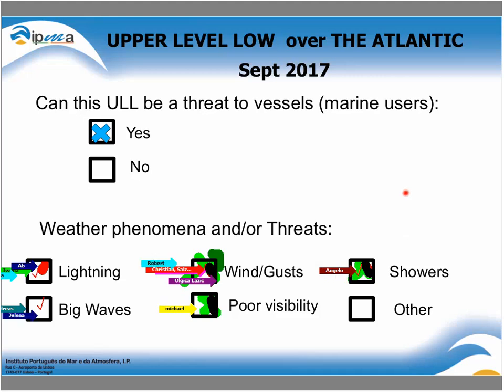Okay. I'm not sure about big waves. In some conditions, big waves may be a threat. Mostly in the winter time, not necessarily related to the upper level low, but related to the swell. So the Atlantic in the winter is very busy, and sometimes when we have these upper level lows with swell, it can be a threat. But in this case, in particular, the big waves were not the main threat.